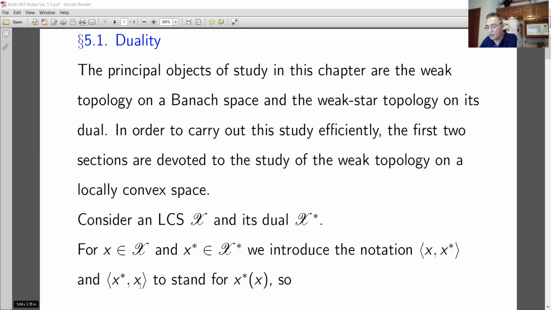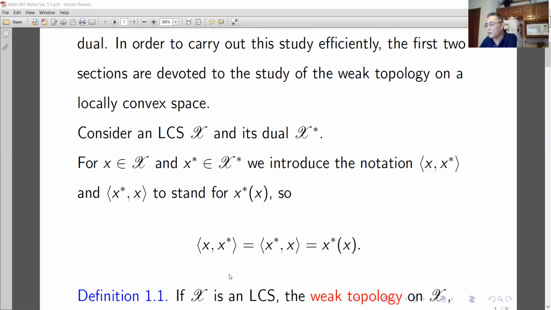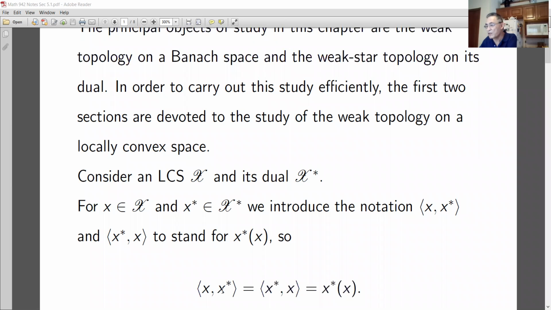So in general, this ⟨x star, x⟩ is not an inner product. We just use the notation of inner product. The meaning of this notation is just x star of x. So we have ⟨x, x star⟩ equals ⟨x star, x⟩. This is just the x star of x. This is just a notation.